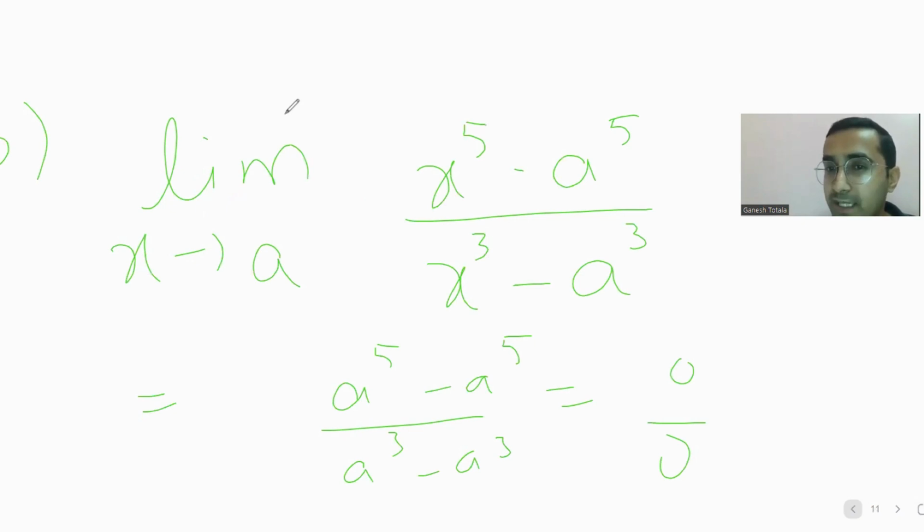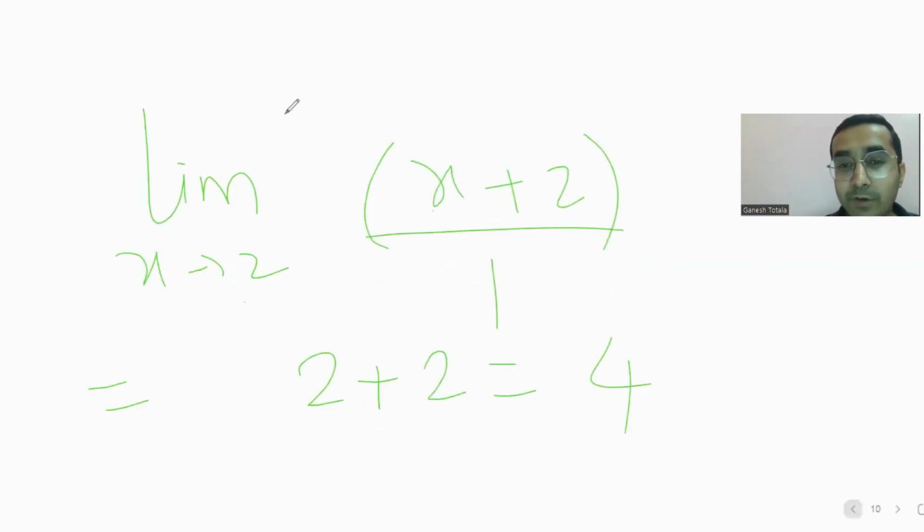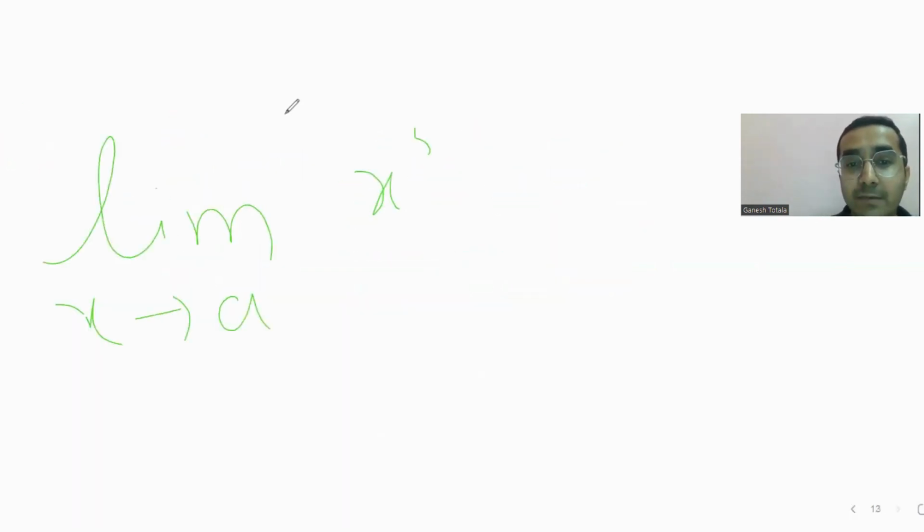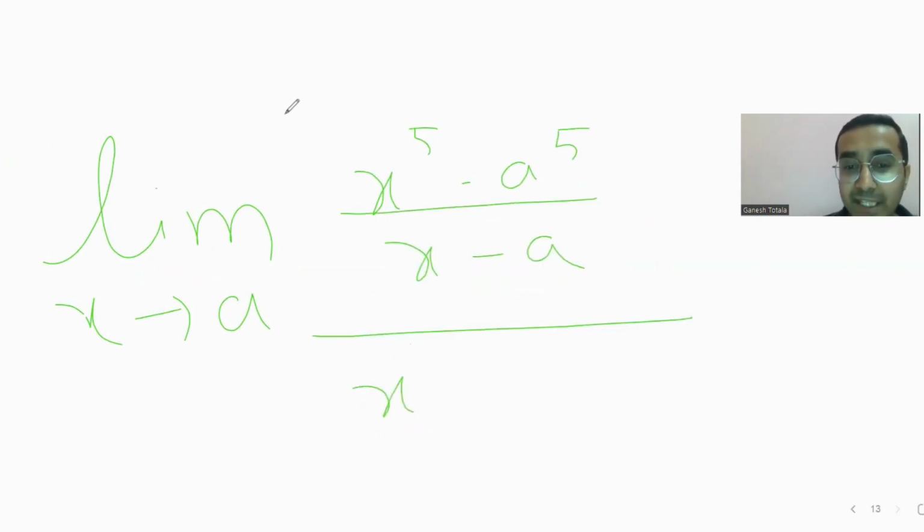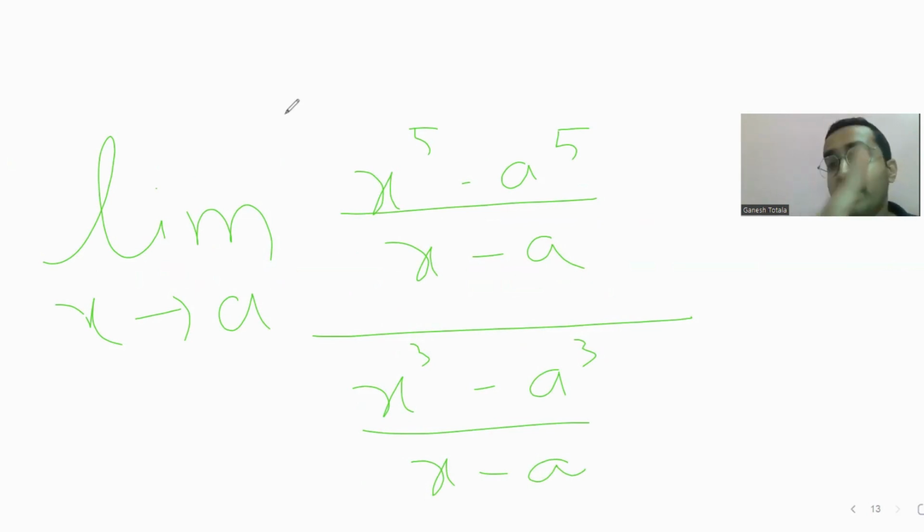So we will try to get the denominator as x minus a. How are we going to do it? It's very simple. We want x minus a in the denominator. So what we will do is divide both numerator and denominator by x minus a. So if I divide both numerator and denominator by x minus a, I'll get the problem as (x raised to 5 minus a raised to 5) divided by (x minus a), divided by (x cube minus a cube) divided by (x minus a). Now, we have seen the theorems on limits: limit of f of x upon g of x is equal to limit of f of x divided by limit of g of x. So just split this limit.